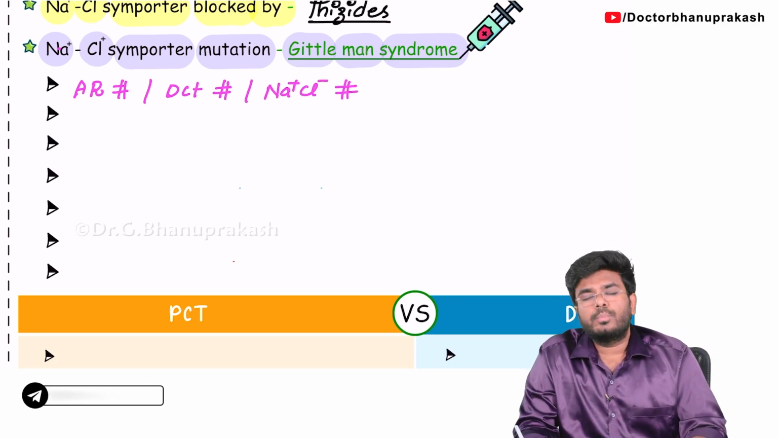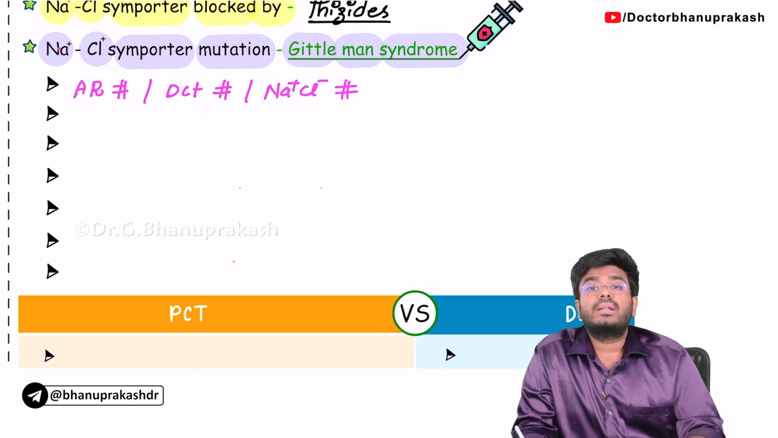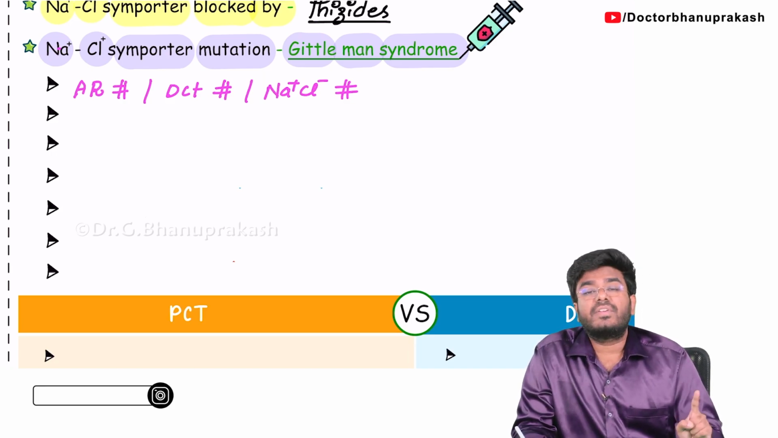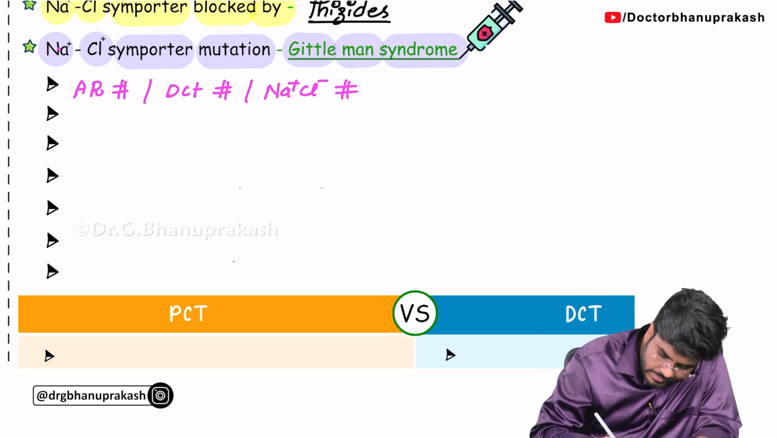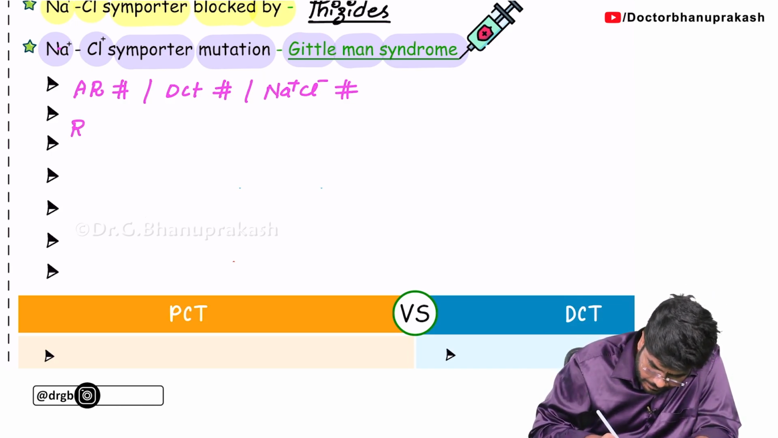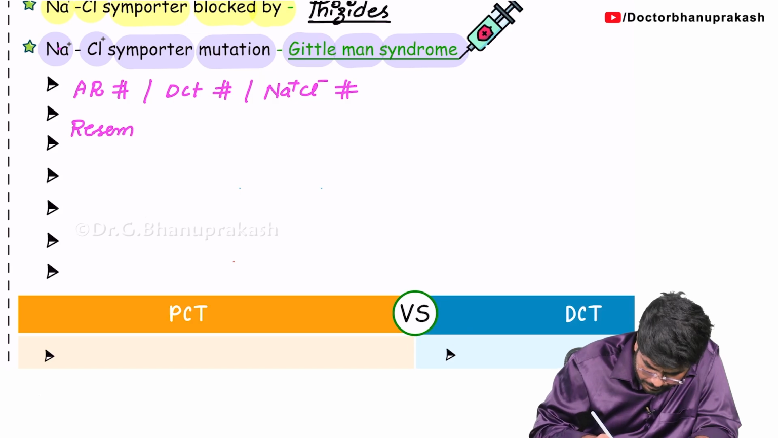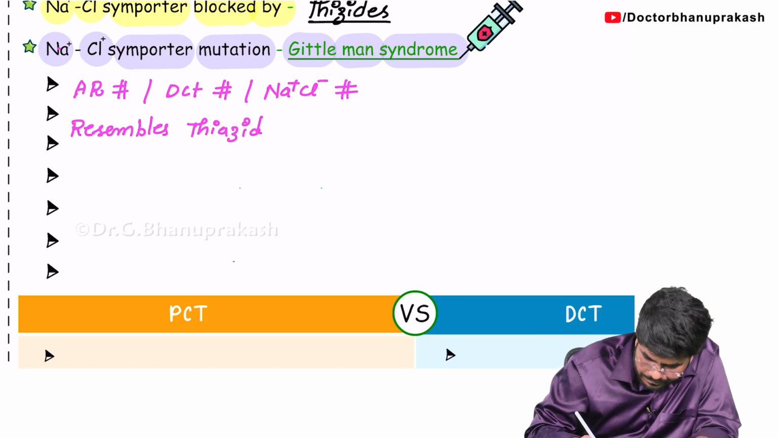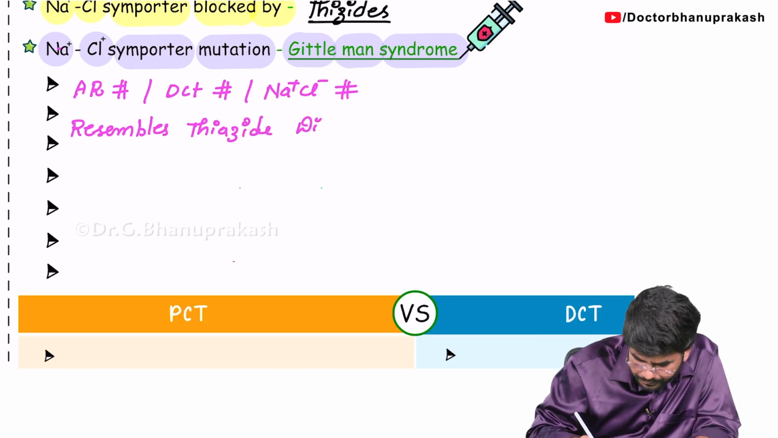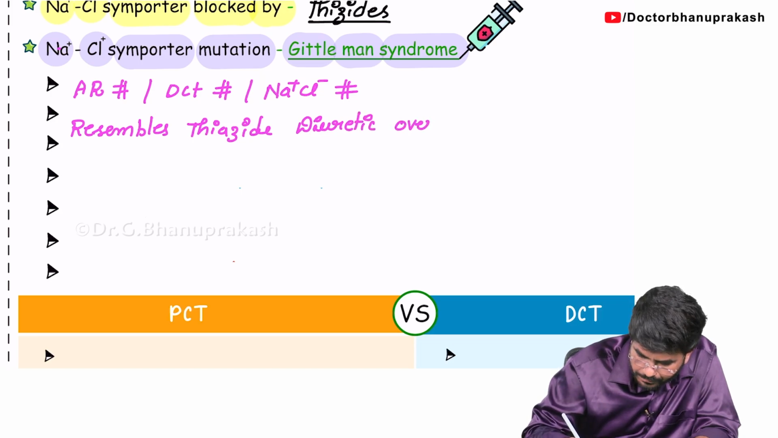Think about Bartter syndrome. Bartter is also an autosomal recessive disorder. Bartter is a defect in the TAL. Okay. Next, Gitelman syndrome resembles thiazide diuretic overusage.